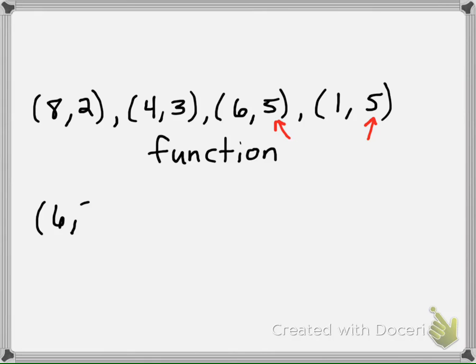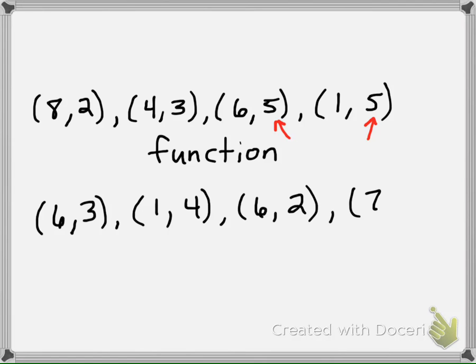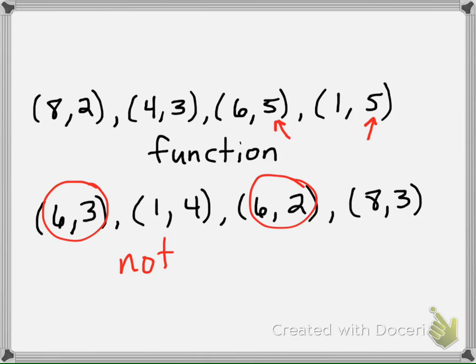Now, if we look at this one, we get 4 points again. Again, we're reading it the same way we read the table, same way we read the mapping. The 6 and the 3 go together, the 1 and the 4, the 6 and the 2, the 8 and the 3. And you should notice that that 6 went with the 3 and the 6 went with the 2. Well, that 6 is in the x's spot, so it can't have two different y's. So this is not a function.